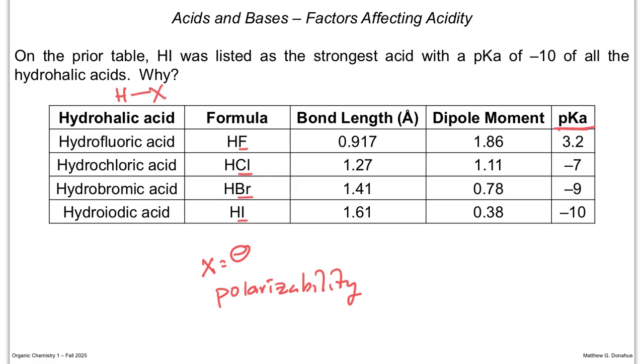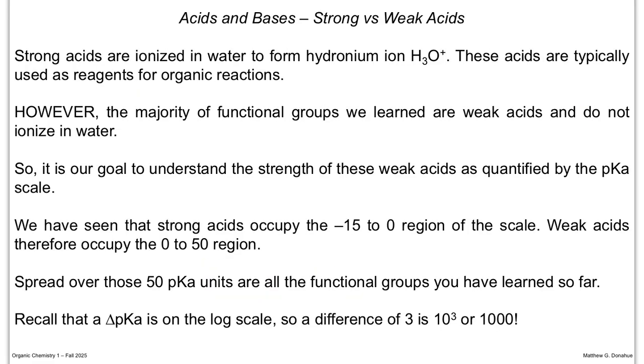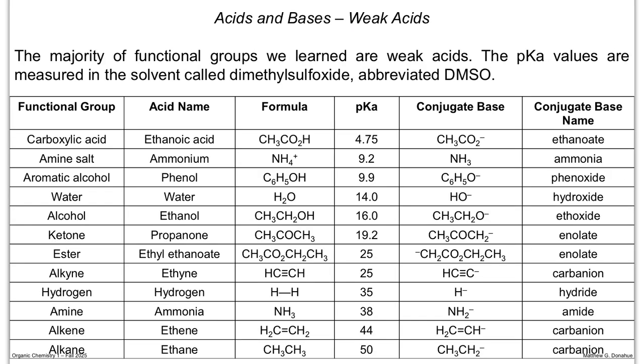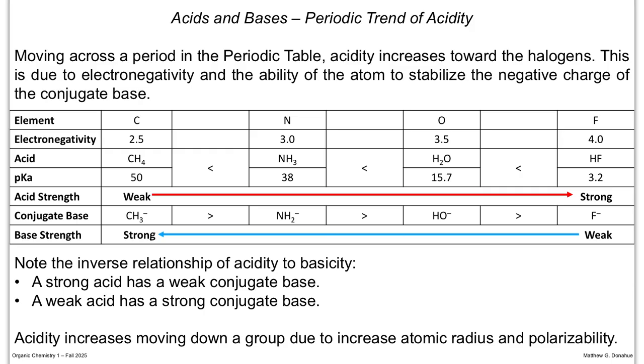And we only got about a minute left. But where we're going with this is, what about all the functional groups, the weak acids? And so that's what we'll talk about on Monday. Where do all these functional groups lie between 0 and 50? And why are they resolved amongst those pKa values?